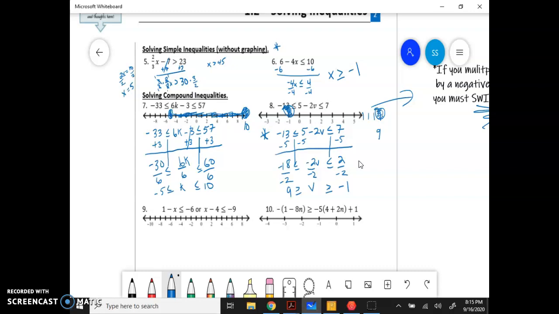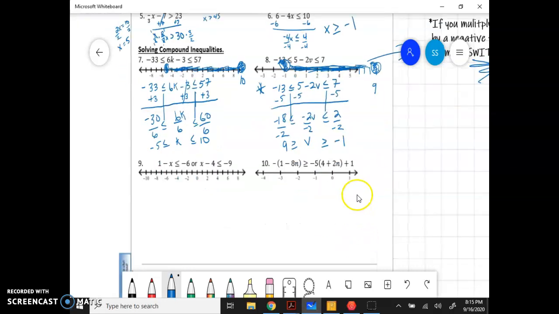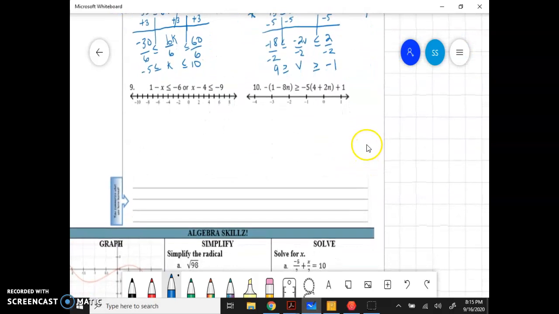Okay. And let's see. V is less than 9. So if the v's are smaller than 9, they're going to be going this way. And let's see, v is greater than -1. So it looks like it's going to be, again, contained in this range. Okay. All right, let's do a couple more of these.